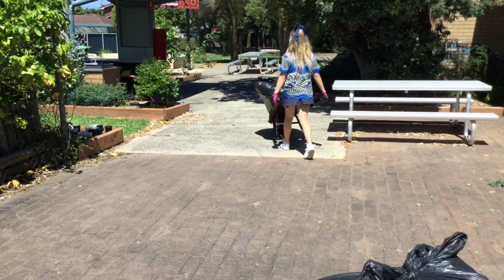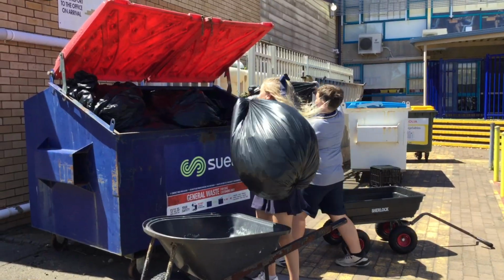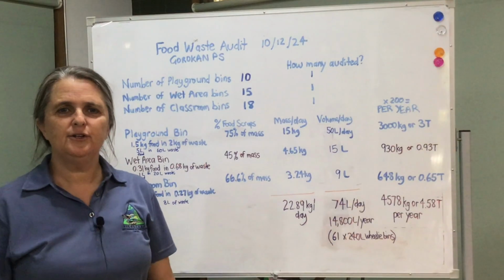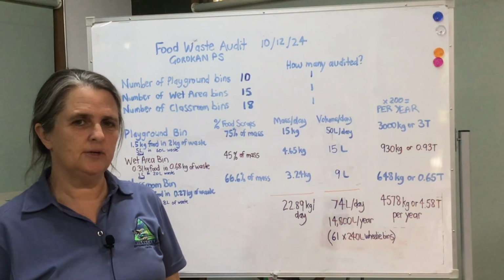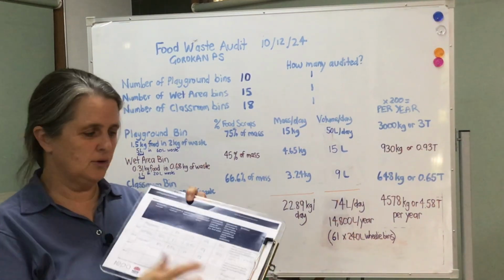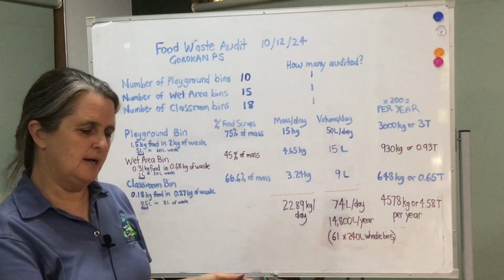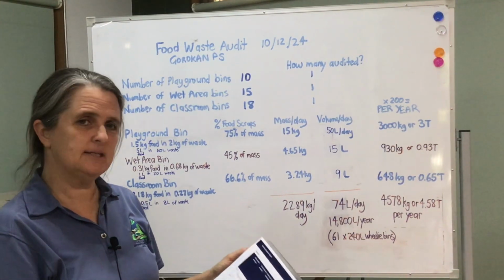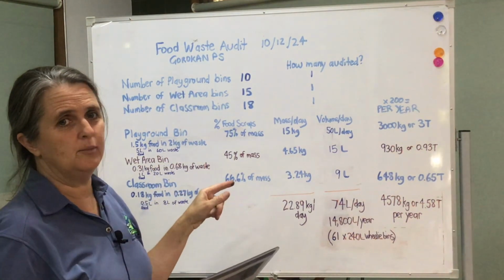After weighing all the rubbish, put it back in the garbage bags and take it back to the landfill skip bin. So after you've done your food scrap audit or food waste audit, then you have all your data recorded on your sheet. One side's volume, the other side is mass for the bins that you sampled. Then you can get into the classroom and write it all up on a whiteboard.